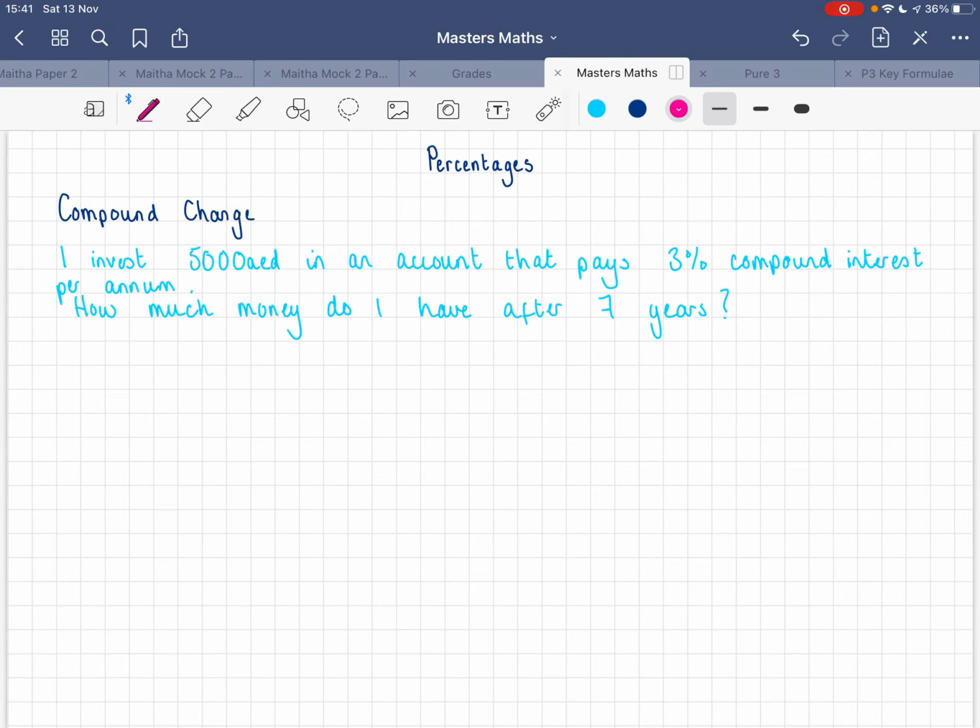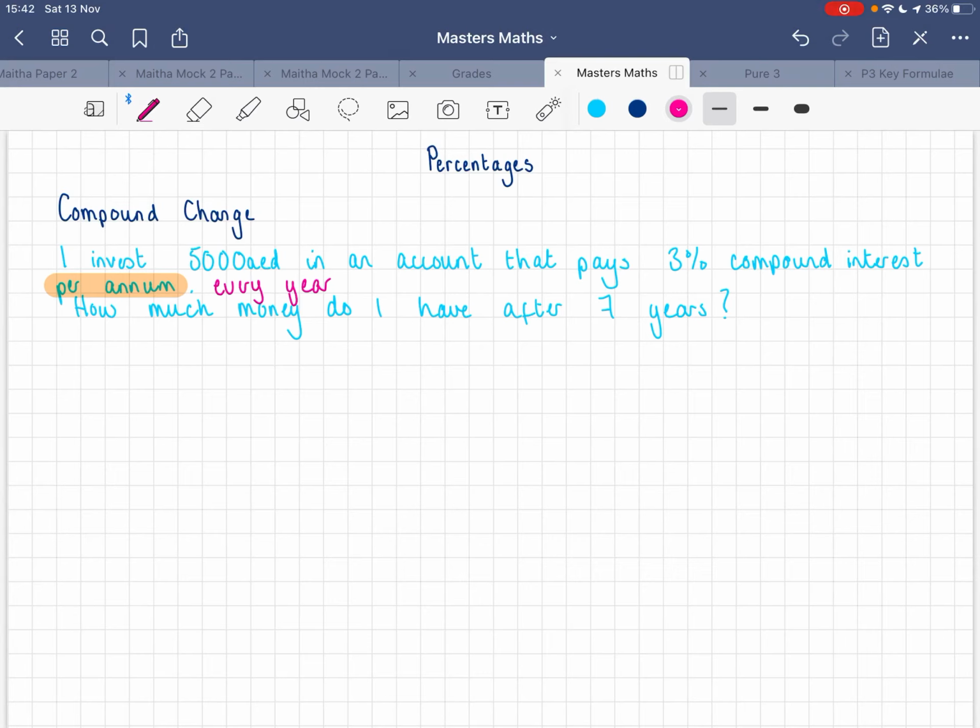So I'm investing 5,000 dirham in an account that pays 3% compound interest per annum. Per annum means every year. So they're giving me 3% extra on my original investment every year. How much money do I have altogether, so including my original investment, after 7 years?